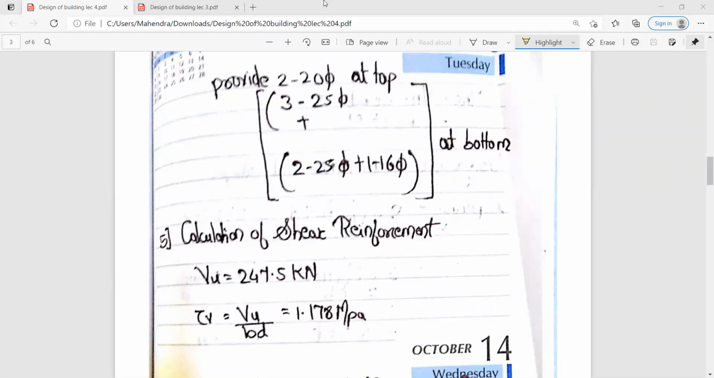To calculate tau v, again you have the formula, that is Vu by bd. So substitute the value of b, that is 300, and d is 700. Vu is 247.5 kilonewton. From that you get tau v as 1.178 megapascal. So do up till here, then we shall proceed further.